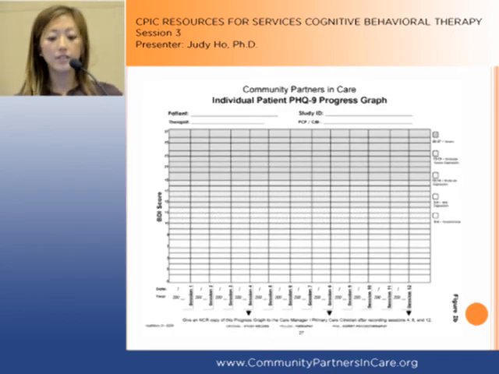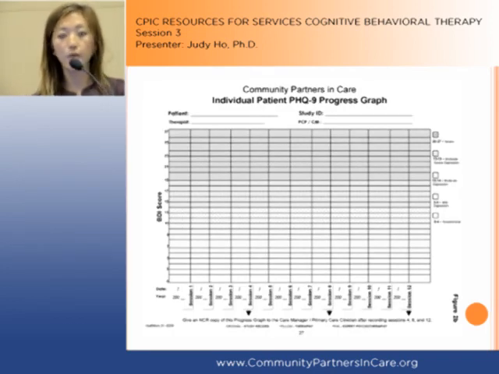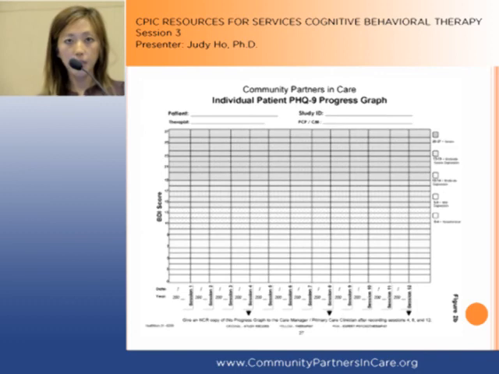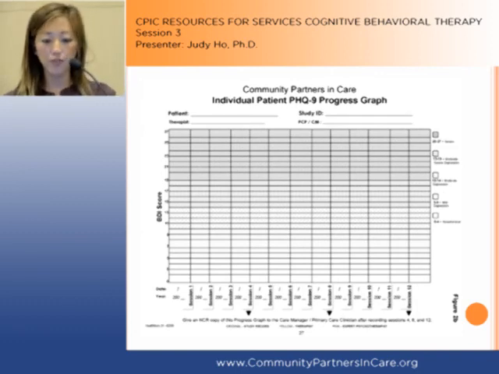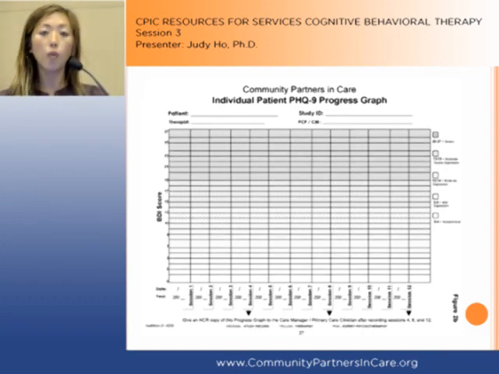So Form E is the individual patient PHQ-9 progress graph. Now we're going to go into the PHQ-9 in a little bit of detail later in this session, but I just wanted to show you what this progress graph looks like. The progress graph has space for 12 sessions. This is exactly the number of recommended sessions for the Bright CBT program. And in each session, you can mark what the client has scored on his PHQ.